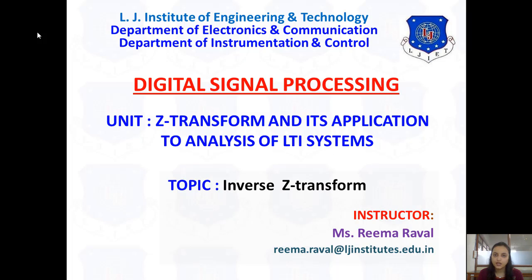In today's session, we are going to see the topic Inverse Z Transform from the unit Z Transform and its applications to analysis of LTI system.